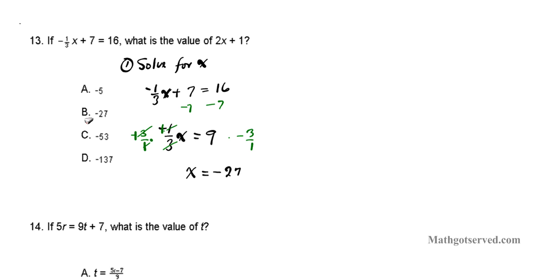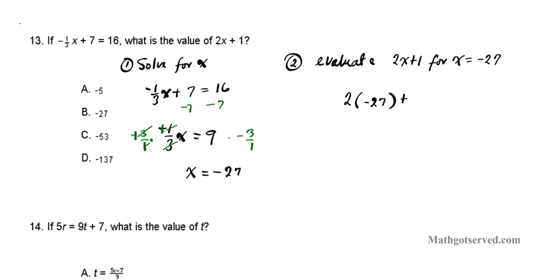Are we done? Is our answer option B? Absolutely not. We just did part 1. It's a two-part problem. So second part we have to evaluate the expression 2x plus 1 for x equals negative 27. Okay, so we're going to go 2 times the answer we got, negative 27, plus 1. All right, 2 times negative 27 is negative 54 plus 1. Final answer is negative 53. So our answer is option letter C. Okay, so there you have it.